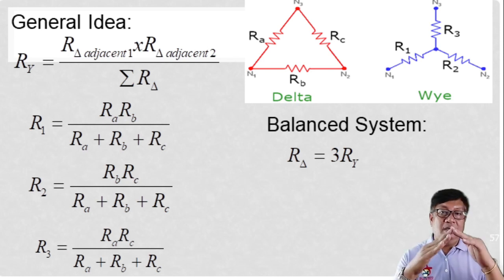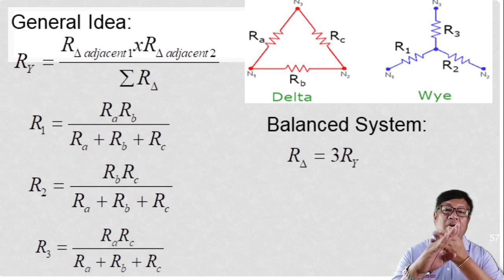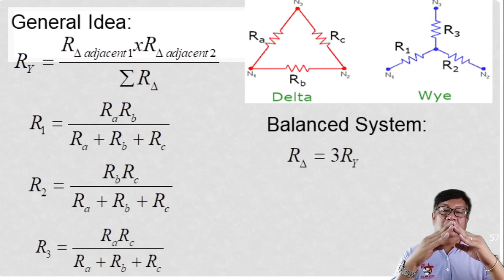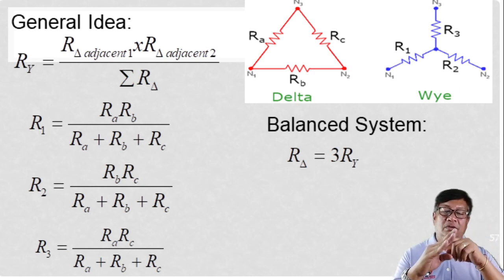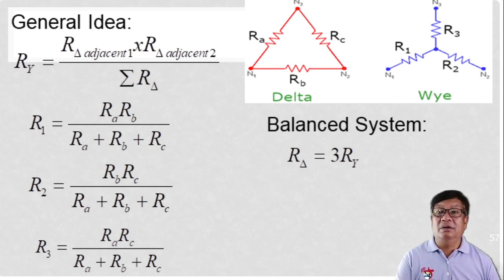Okay, adjacent 1. If this is our delta, the adjacent ones are this one and this one. So if we're going to determine this Y here, we multiply these two adjacent resistances, and the denominator is the sum of these three sides' resistance. So R sub 1 is equal to the product of R sub A and R sub B, divided by the sum of these three: R sub A, R sub B, and R sub C.